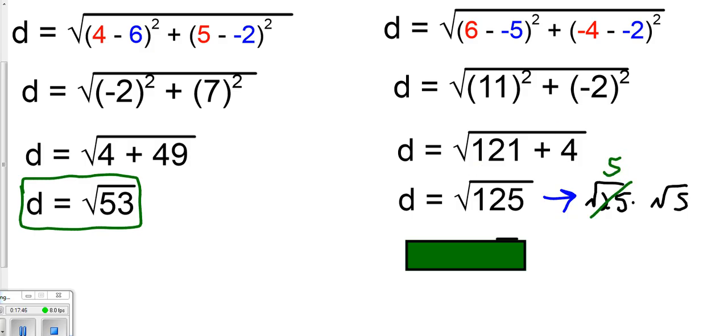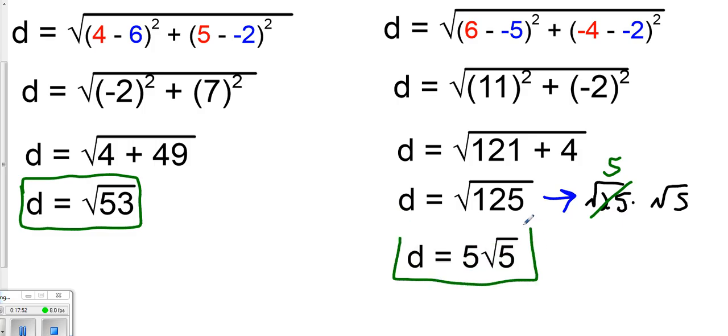So in the end, we would say our answer for this in simplified radical form is 5 square roots of 5. Again, we don't type that into the calculator in the end. We don't reduce it in any way. We leave it as 5 square roots of 5.